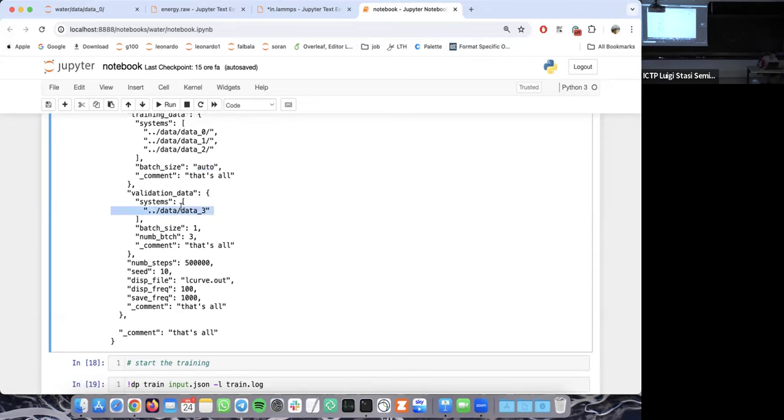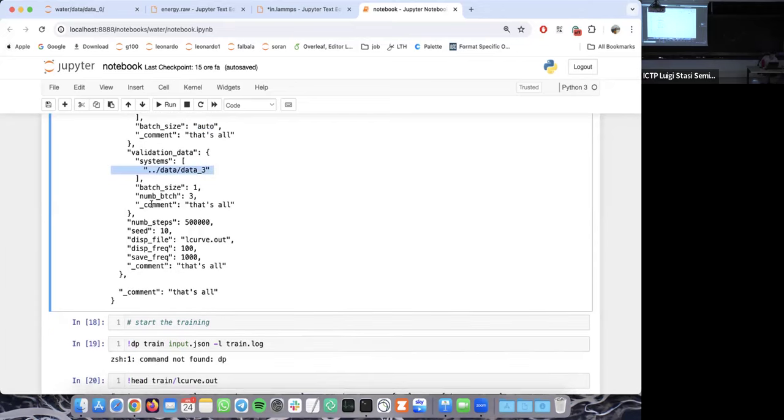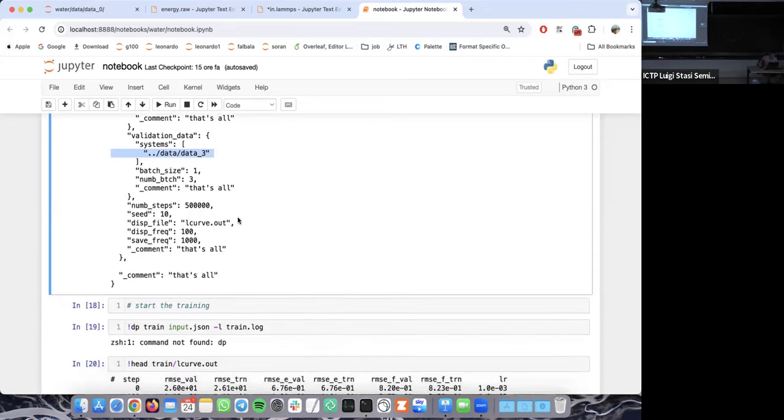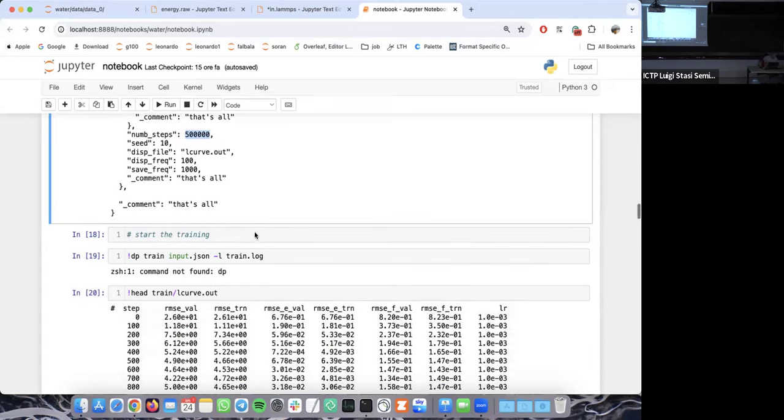Then there is the validation data for keeping track of overfitting, and the number of steps, which usually goes from 1 million to 10 million. For a smaller dataset, 1 million is good. For 1,000, 2,000, 5,000 snapshots, 1 million is good. If you go up to 50,000 snapshots, then of course you have to increase the number of steps.